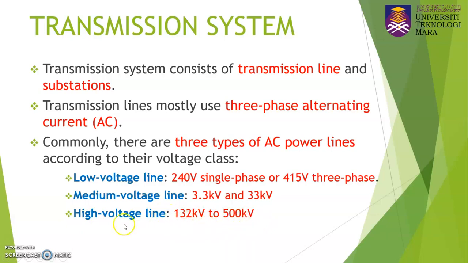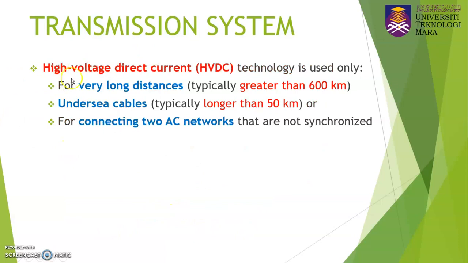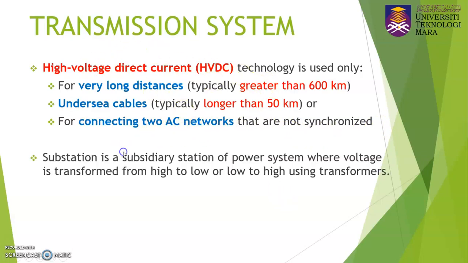We also have high voltage direct current, HVDC, technology. HVDC is used for very long distances, typically greater than 600 kilometers, and also for undersea cables. We also use HVDC for connecting two AC networks that are not synchronized. For example, if you want to connect the networks between Malaysia and Thailand, then you need to use HVDC technology.